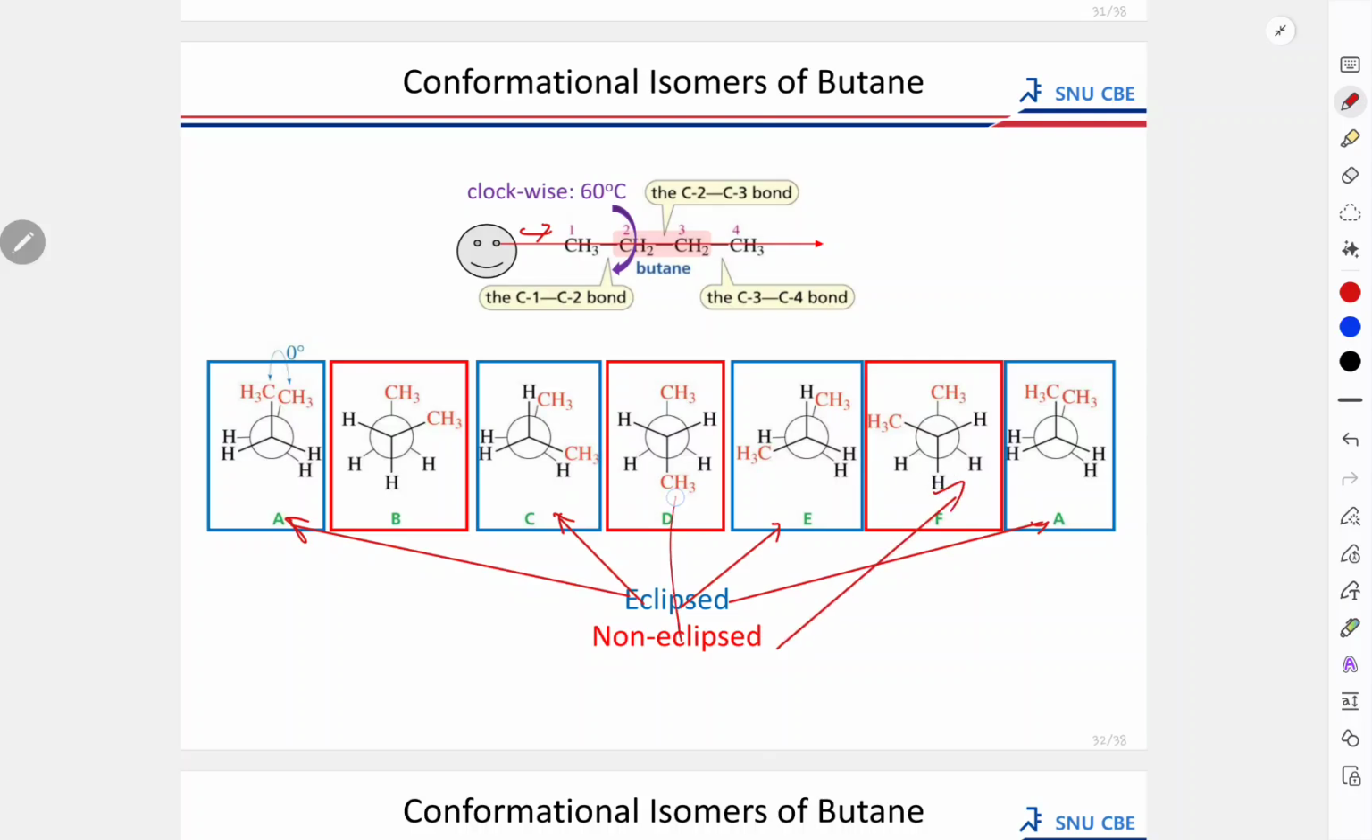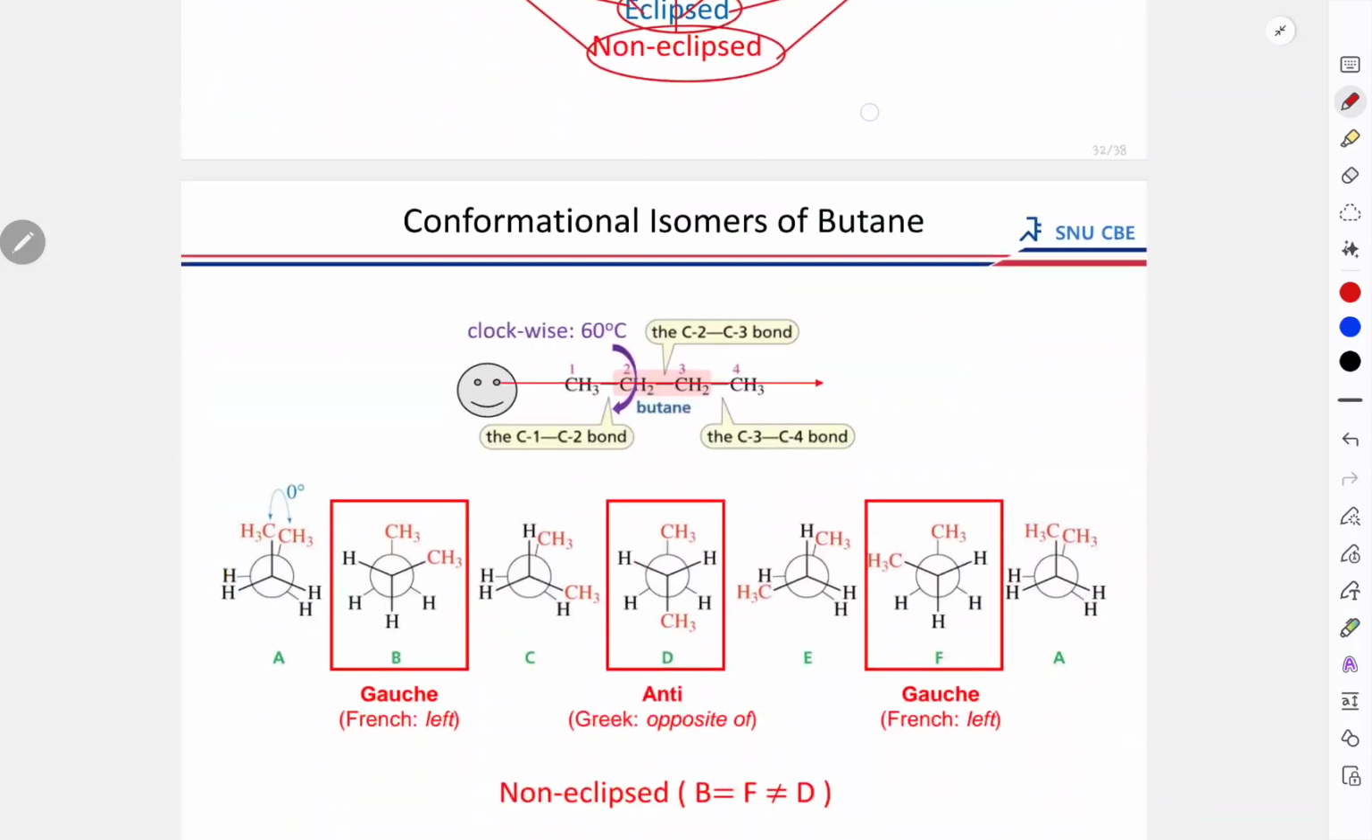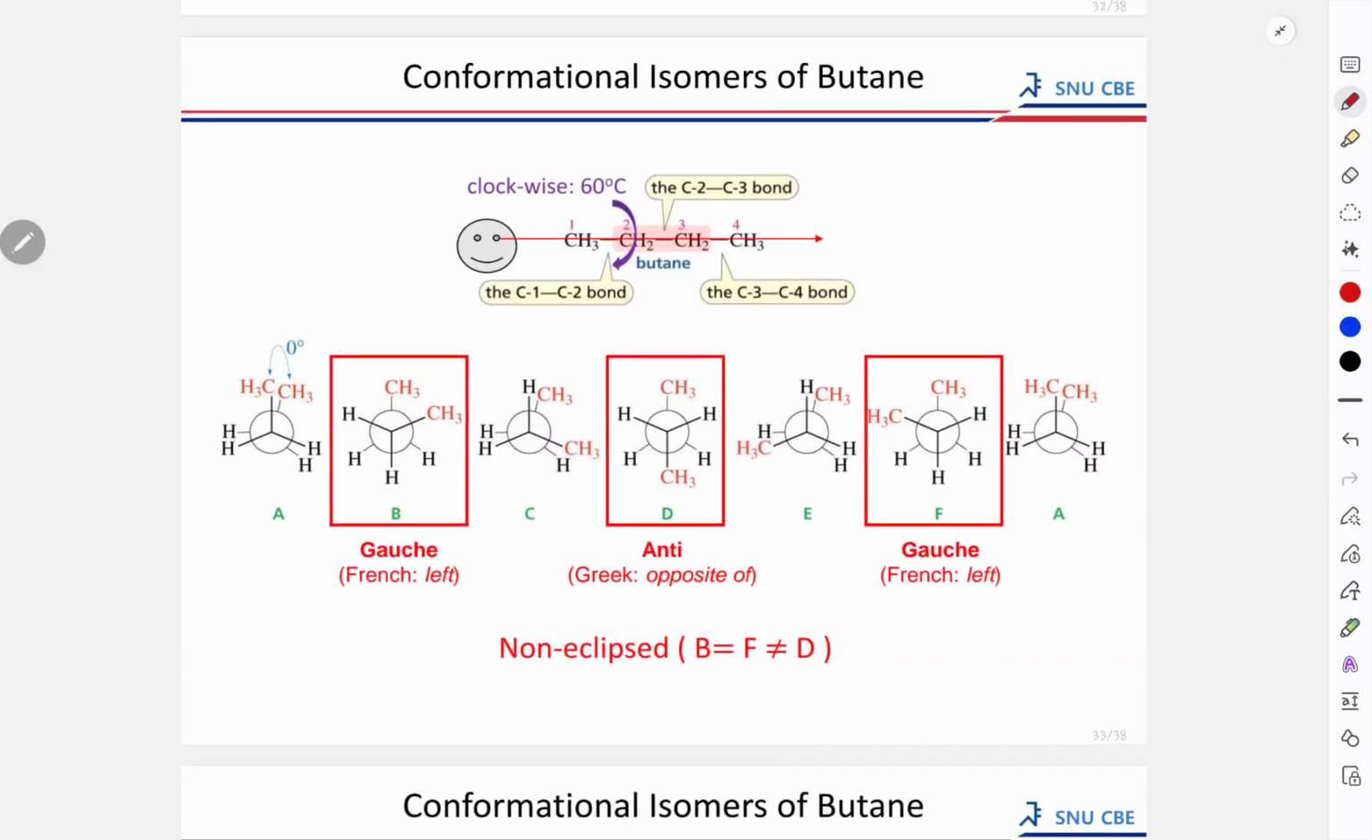Well, you can identify right here the D, this third non-eclipsed conformer looks different than B and F. B and F are identical. Okay? And there's a special name in this case when the methyls are close enough but they don't eclipse. Still staggered, but we call this B conformer state a gauche conformer. So B and F are the same gauche conformer.